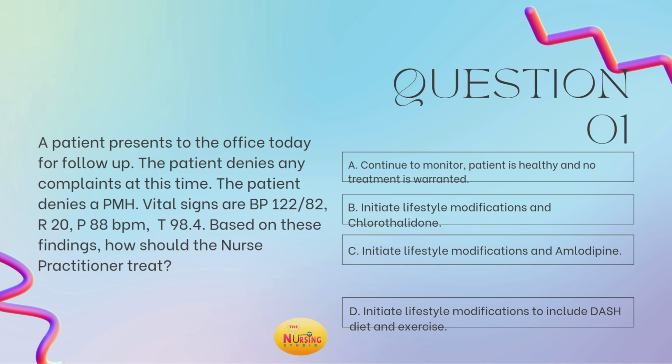So then when you go down the entire scenario, you know what you need to be pulling out and what you need to be focusing in on, and what is fluff versus what is necessary. So trust me, trust me, trust me when I say read the stem first. Apply that to your steps. All right. So anyway, based on these findings, how should the nurse practitioner treat?